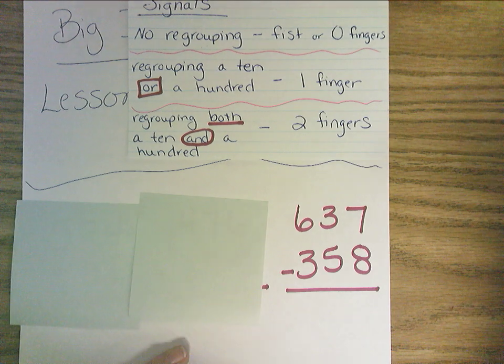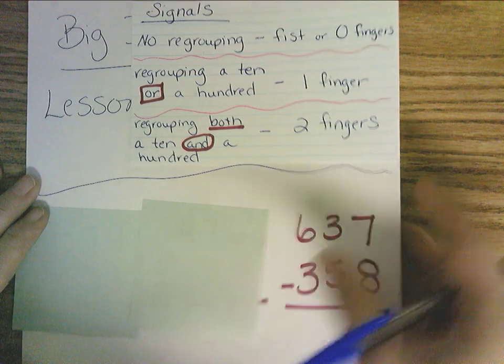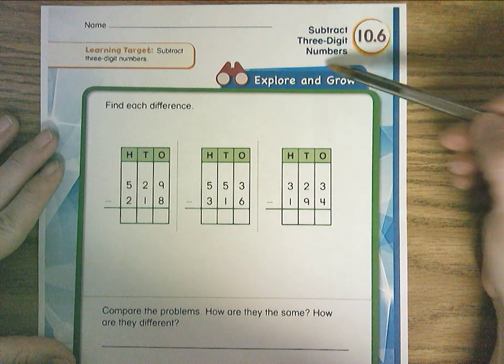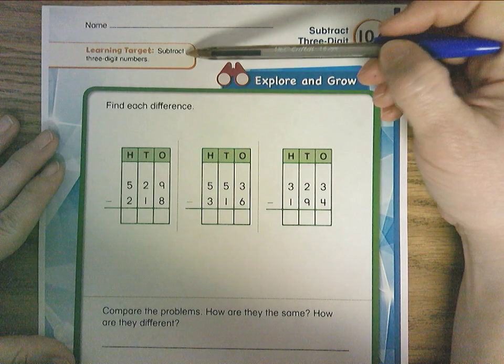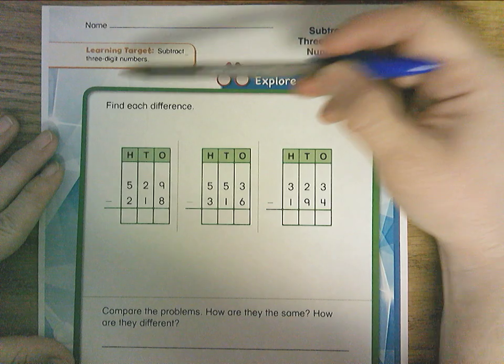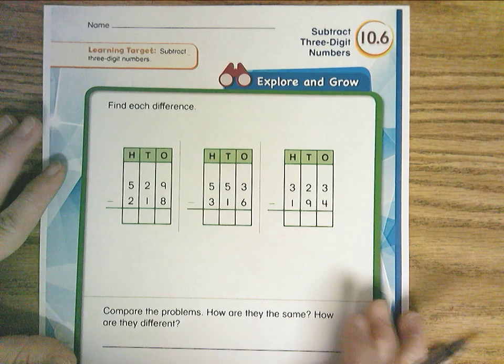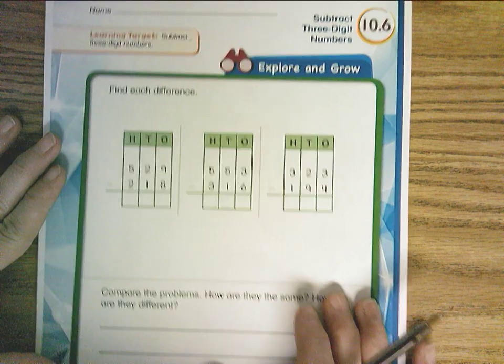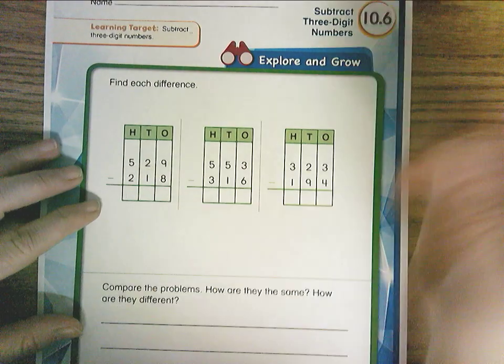Okay, which brings us to today's lesson. So go ahead and find your 10.6 Explore and Grow, Subtract 3-digit numbers. So again, today our learning target is subtract 3-digit numbers. So let's look at this. All right. Follow along with me. We're going to do this first problem here.